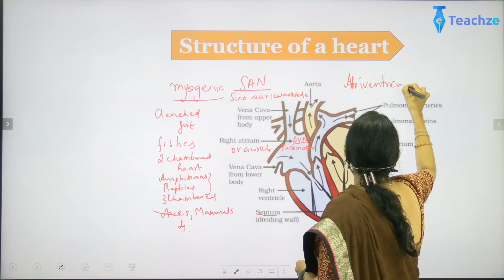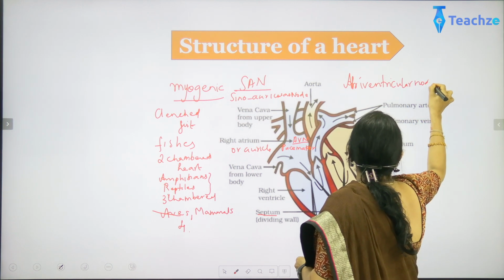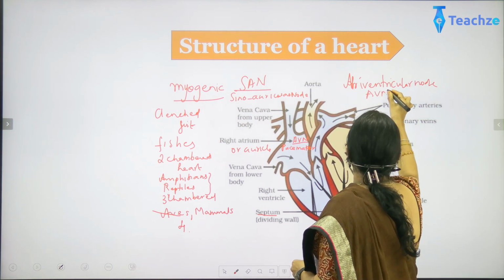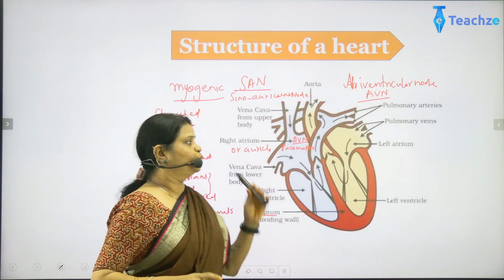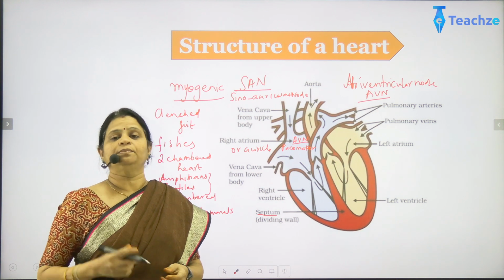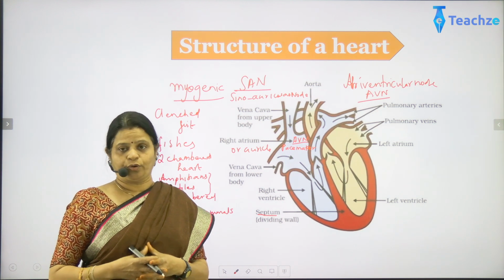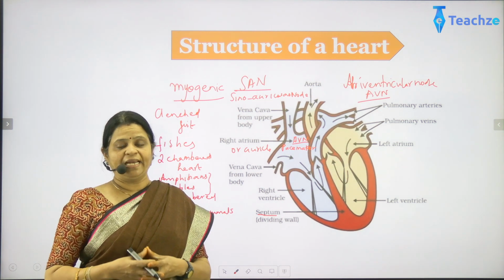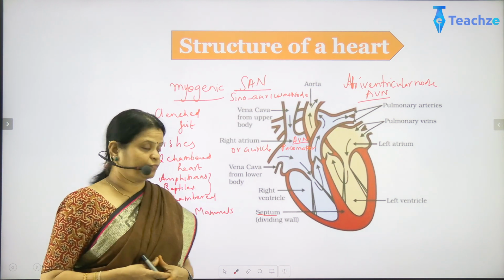Ventricular. So AVN in short form, atrioventricular node, is what we call it. Now the atrioventricular node is placed at a lower level as compared to that of the SAN, that is the sino-auricular node. Both of them help in the proper functioning of the heart.